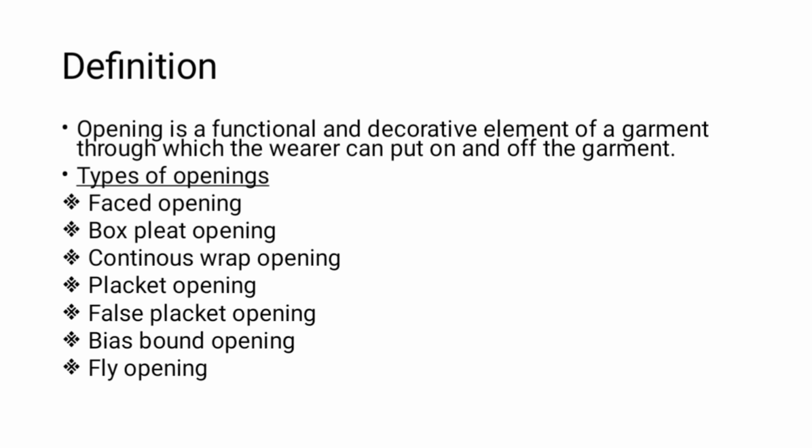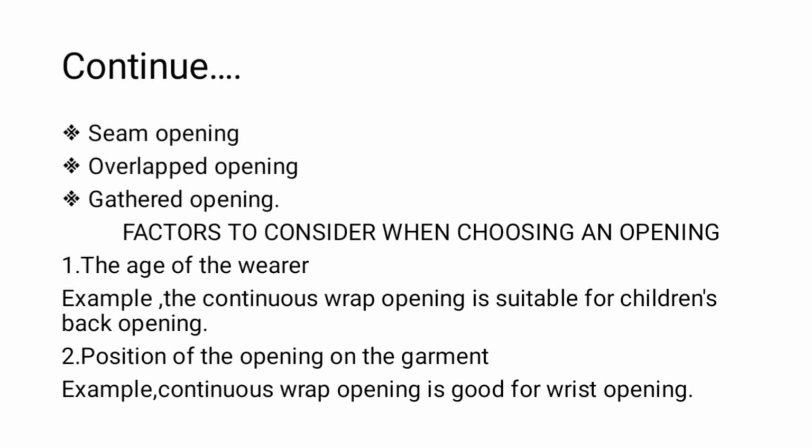Continuous wrap opening, placket opening, false placket opening, bias band opening, fly opening, seam opening, overlap opening, and lastly gathered opening. Factors to consider when choosing an opening. Number 1, the age of the wearer. For example, the continuous wrap opening is suitable for children's back opening.